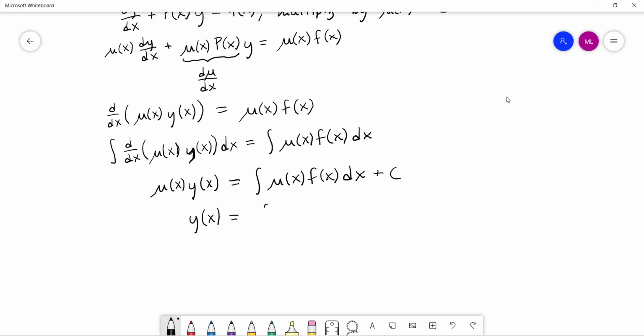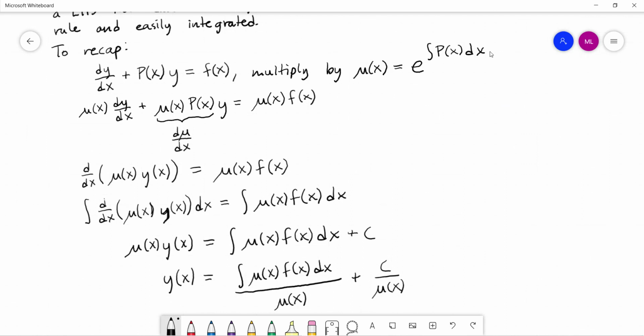So we'll have the integral of mu of x times f of x dx, whatever that happens to look like, that whole thing divided by mu of x, plus c over mu of x. And again, here is our mu of x. If you want, you can actually even go back and plug that in to get the solution in terms of this e to the integral of p of x dx.